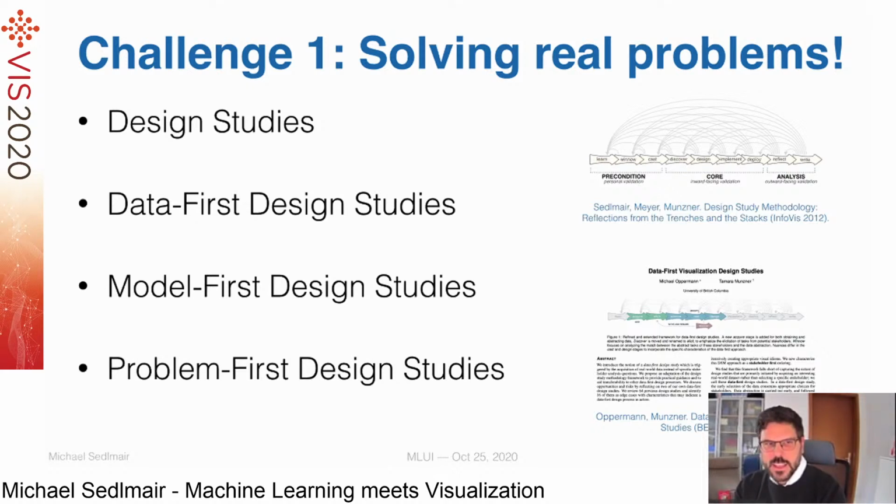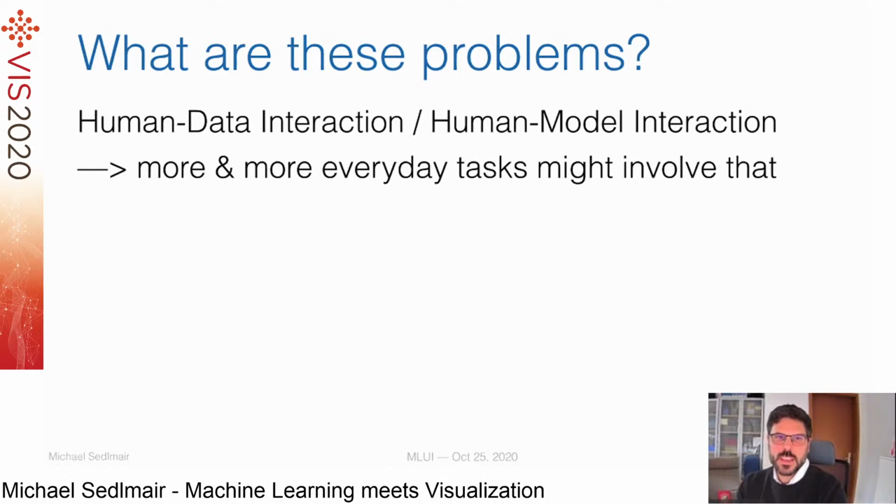In the end, I think the original idea of problem-first design studies is still important, but there are some specialties of this ML plus UI, which make them different from what we had in mind originally. And what I often now use as a way to describe my work is I say we're working on human data interaction or human model interaction.